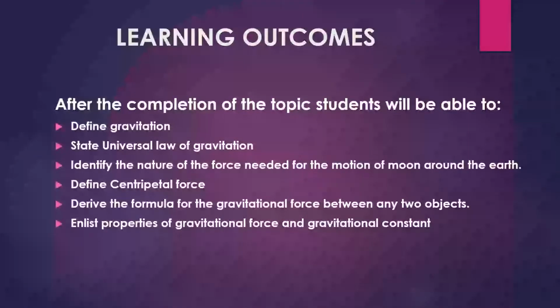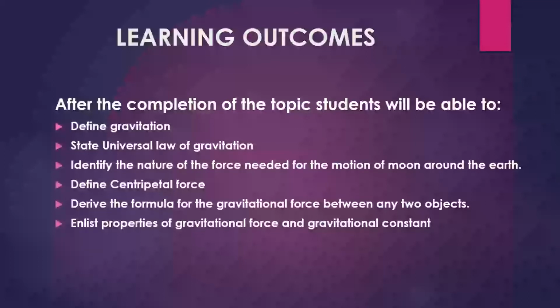Learning outcomes. After the completion of the topic, students, you will be able to define the term gravitation, state the universal law of gravitation, identify the nature of force needed for the motion of the Moon around the Earth, define centripetal force, derive the formula for the gravitational force between any two objects, and list the properties of gravitational force and gravitational constant. In this module you are going to learn about the concept of gravitation.